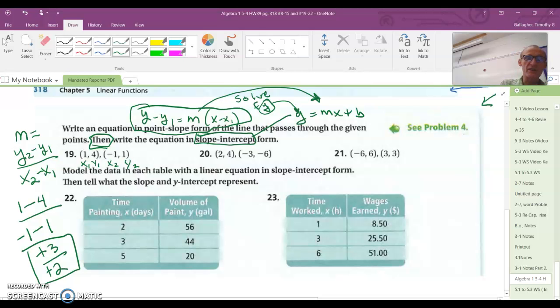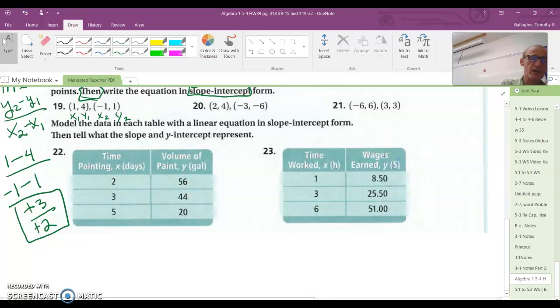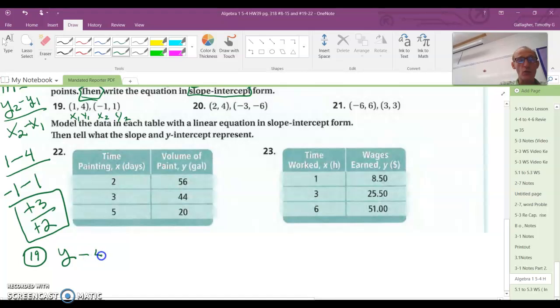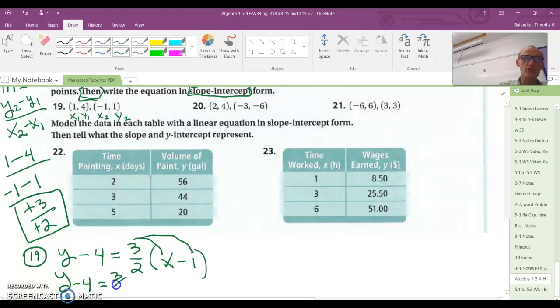Okay, so now for 19, you found the slope is 3 over 2, and you have the x1, y1, so you substitute them in. y minus 4 is equal to 3 over 2 times x minus 1. Okay? So now you're going to distribute the 3 over 2, and you write y minus 4 is equal to 3 over 2 times x, minus 3 over 2.